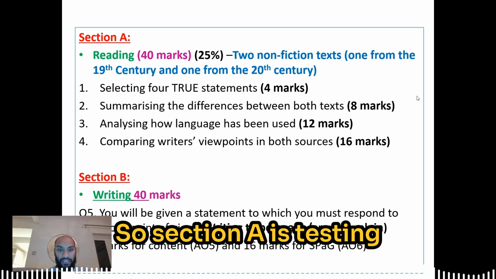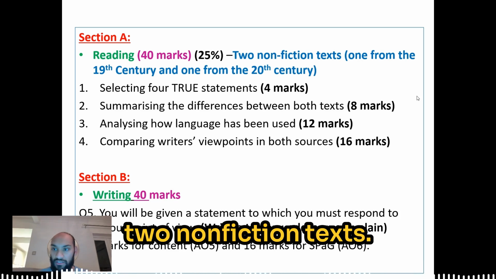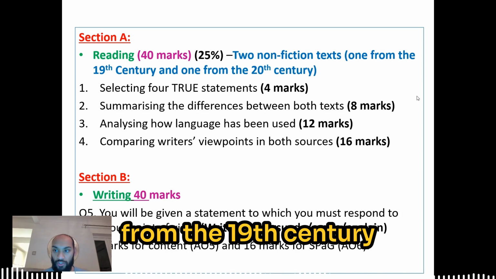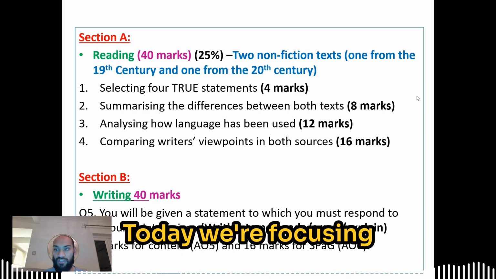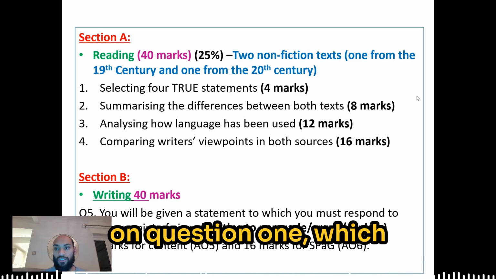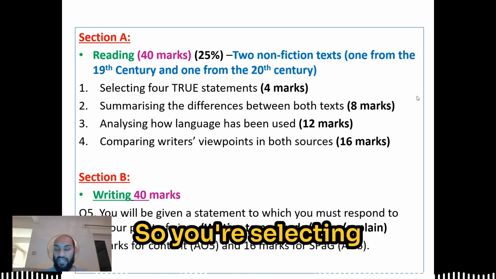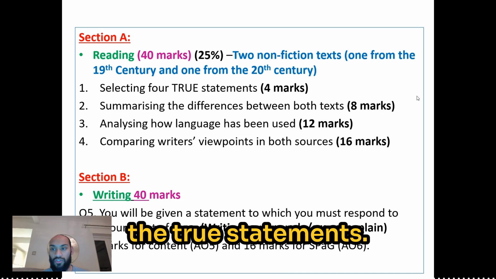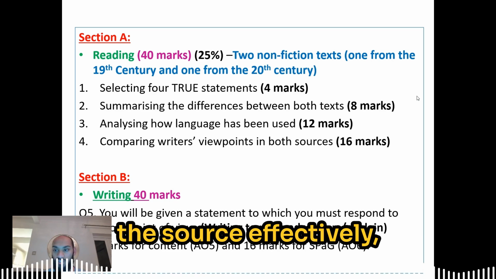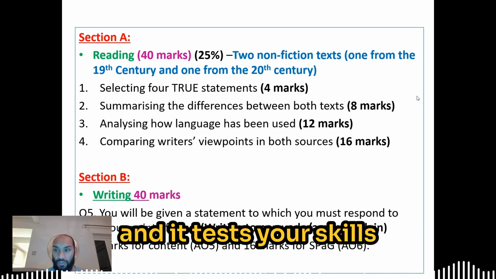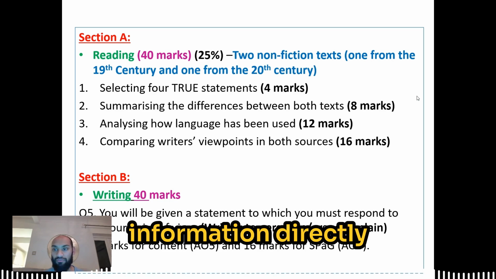So section A is testing your understanding of 2 non-fiction texts. One is going to be from the 19th century and another one from the 20th century, so a more modern text. Today we're focusing on question 1, which should take about 4 to 5 minutes. It's worth 4 marks, so you're selecting and looking out for the true statements. So this comprises of you being able to read the source effectively, and it tests your skills of comprehension, being able to retrieve information directly from the source.